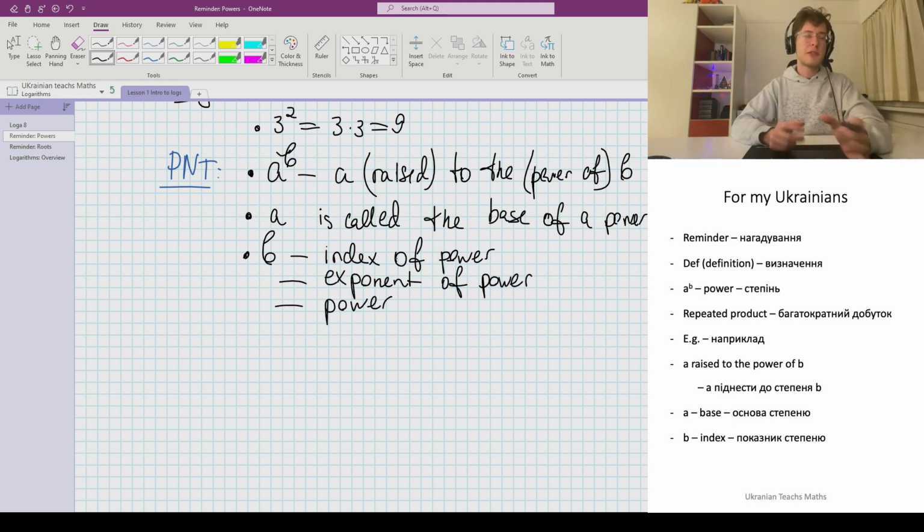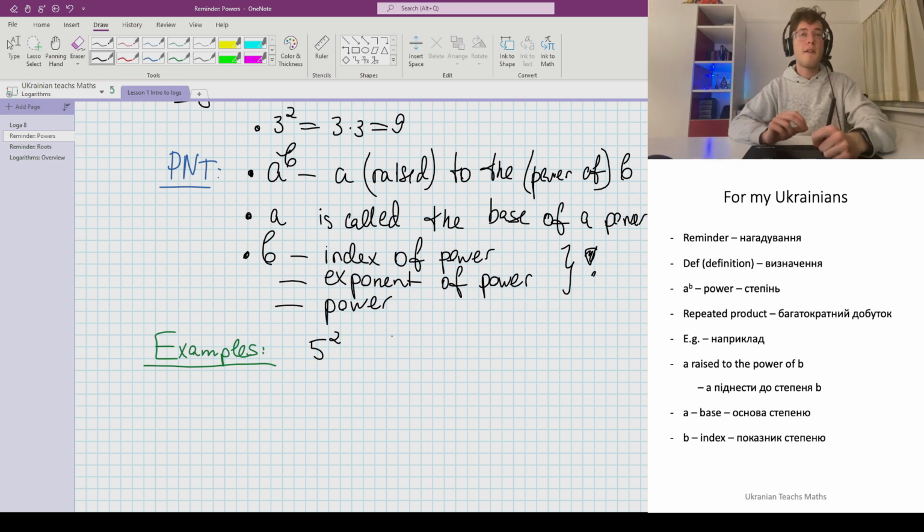But I would generally not suggest this name, because when we say just a power, we are not sure: do I mean the whole power, so the whole result of a raised to the power of b, or do I mean just the number on the top, just the index? Which is why I would mostly suggest using the index of a power, which is quite a usual variant, or the exponent of a power.